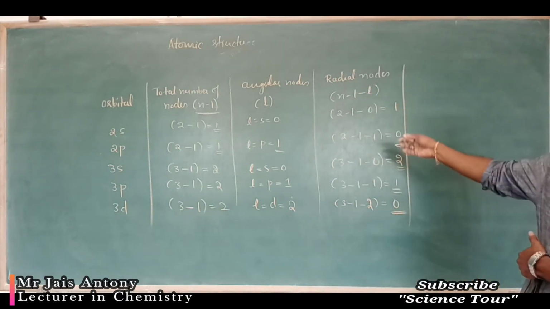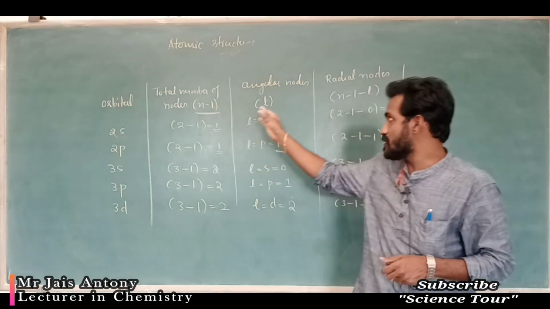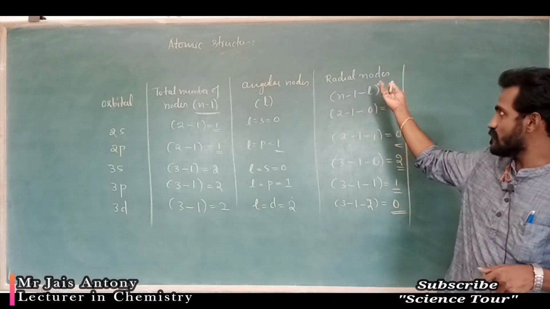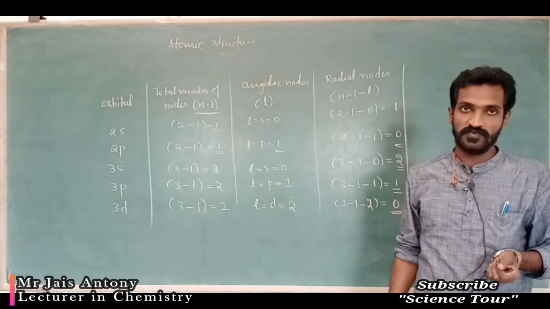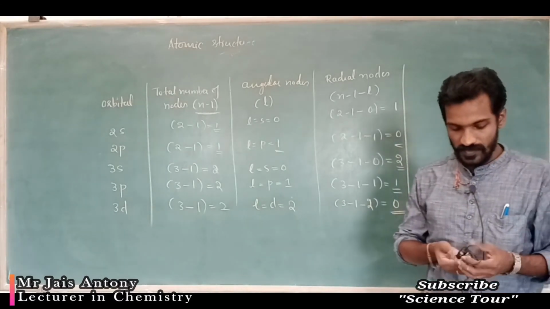You can find the total number of nodes using the n minus 1 formula. L is nothing but the angular node. For finding the radial node, use n minus 1 minus L. Please note this down, my dear students. It is very important.